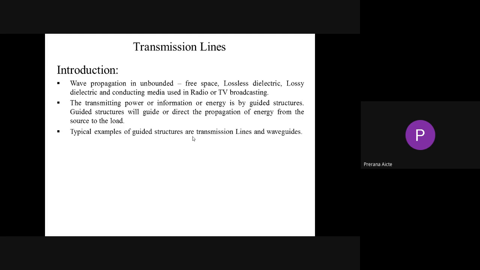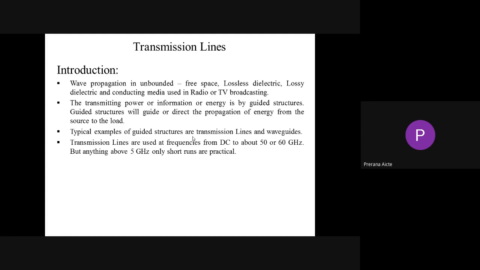So we can use any type of guided structures, that is two-wire transmission line, waveguides, coaxial cable, microstrips, and optical fibers, depending on the type of application. The transmission lines are used at frequencies from DC to about 50 or 60 gigahertz. But for anything above 5 megahertz, only short runs are practical.